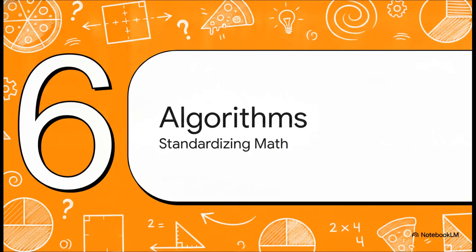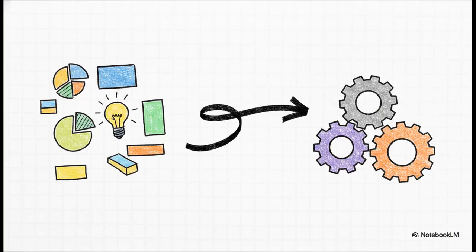Finally, let's look at Section 6, Transitioning to Standard Algorithms. I want to be clear here. We aren't abandoning formal math. We're simply redefining how we arrive there. The goal isn't to draw pizzas and number lines forever, right?